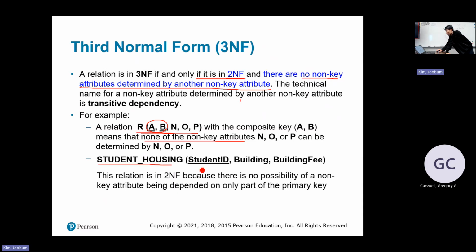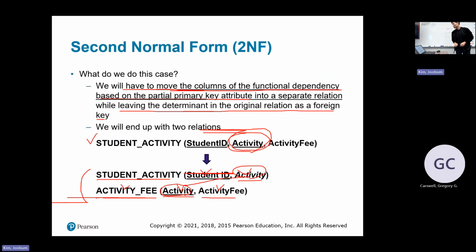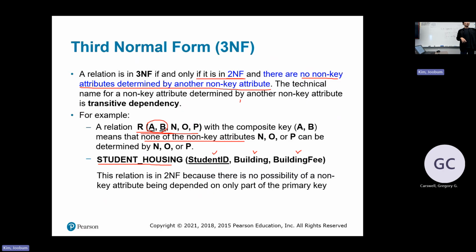So student housing is a relation. We have three columns: student ID, building, and building fee. Is this relation in second normal form? Why? We only have to think about second normal form if the primary key is a composite key. But in this case, there is only a single primary key column, so it cannot be split into parts. So absolutely, this is in second normal form.